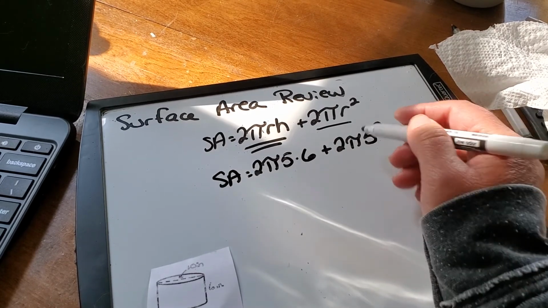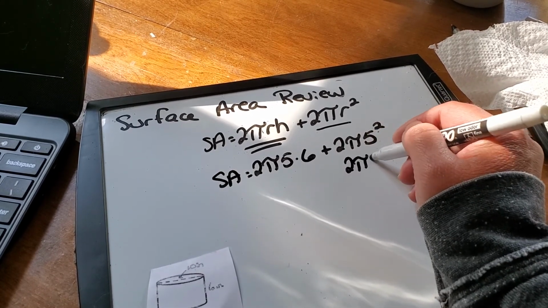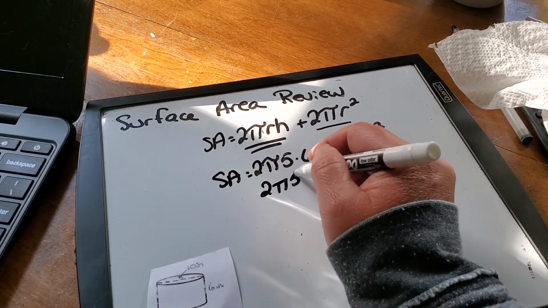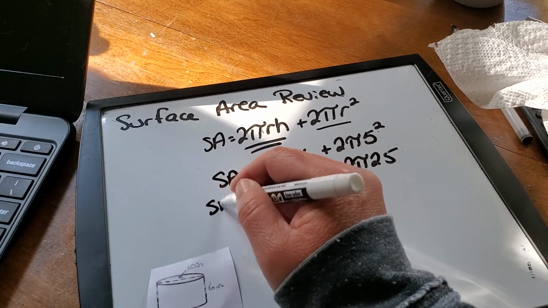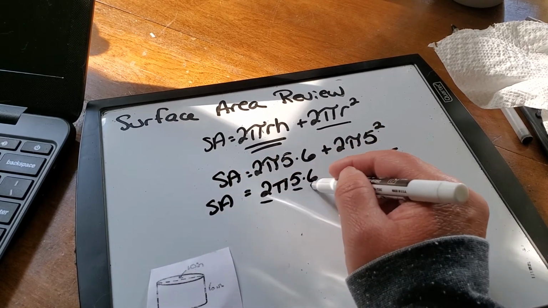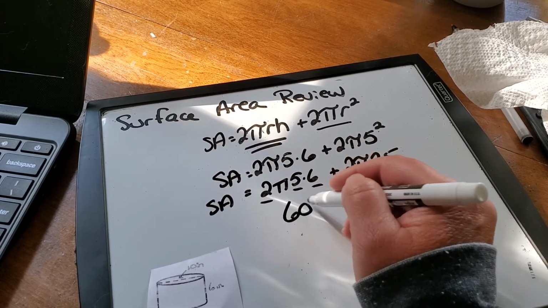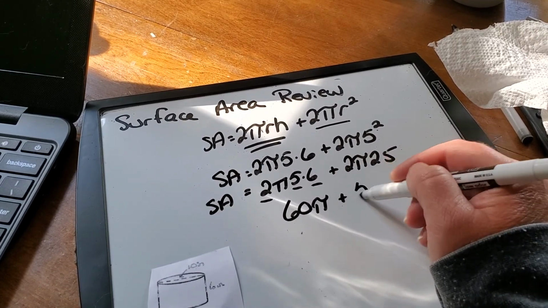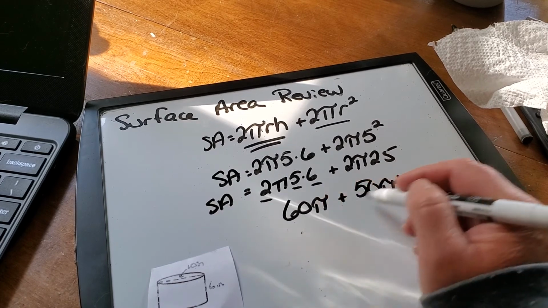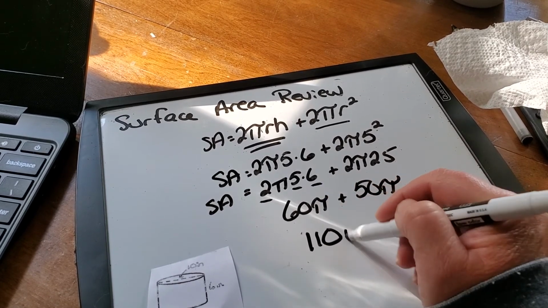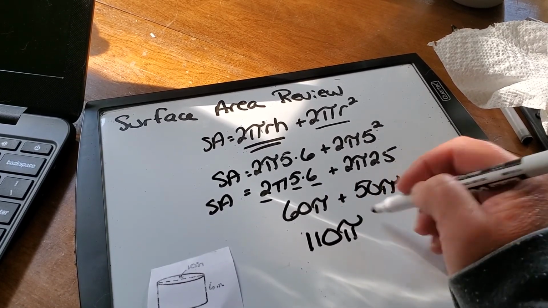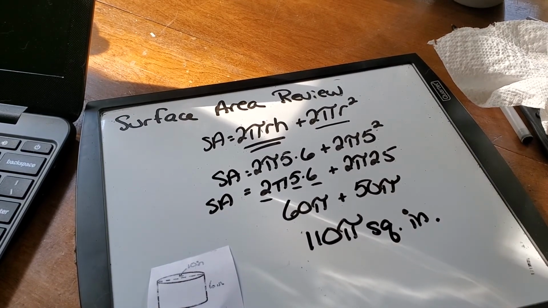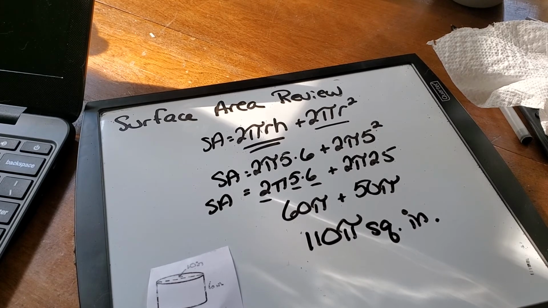Do your exponents first. 5 squared is 25, so this is 2 times pi times 25 plus 2 times pi times 5 times 6. Do your multiplication. 2 times 5 times 6 is 60 pi. 2 times 25 is 50, so that's 50 pi. Add 60 pi plus 50 pi, and we're going to get 110 pi square inches. Remember to leave your answer in terms of pi unless the directions tell you to round it.